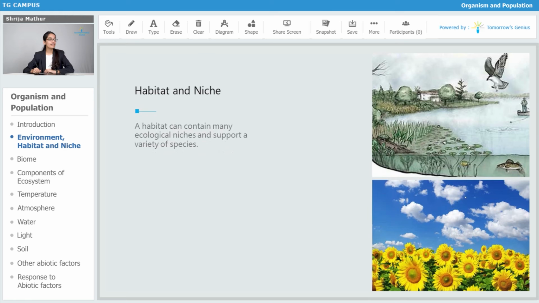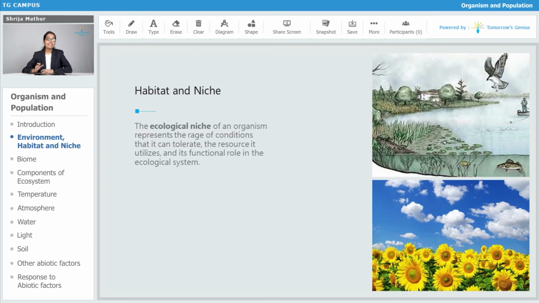A habitat may contain many ecological niches and support a variety of species. So niches are small habitats, you can say, and there are different ecological niches present in a large habitat, and in each niche there can be a specific kind of species that is present.